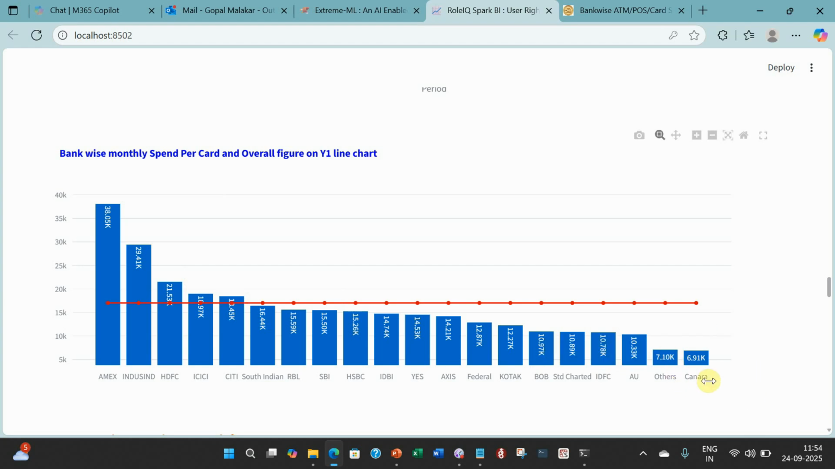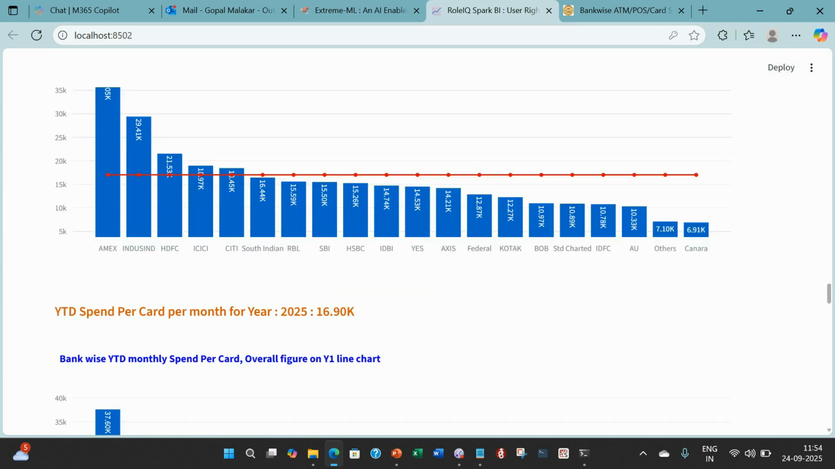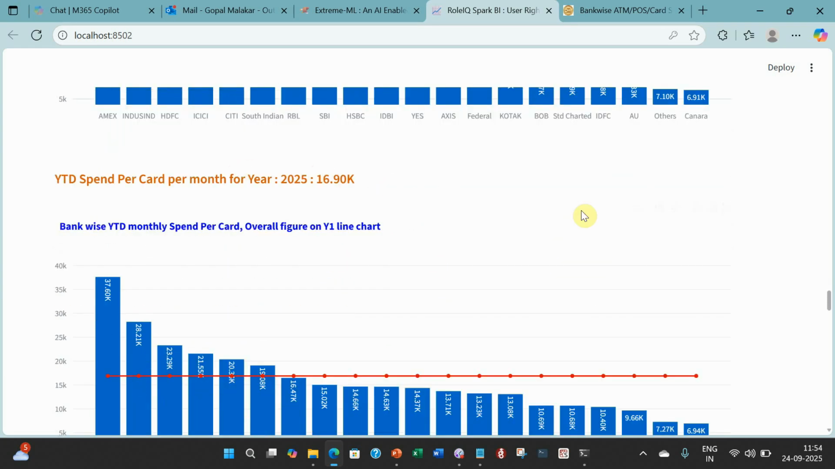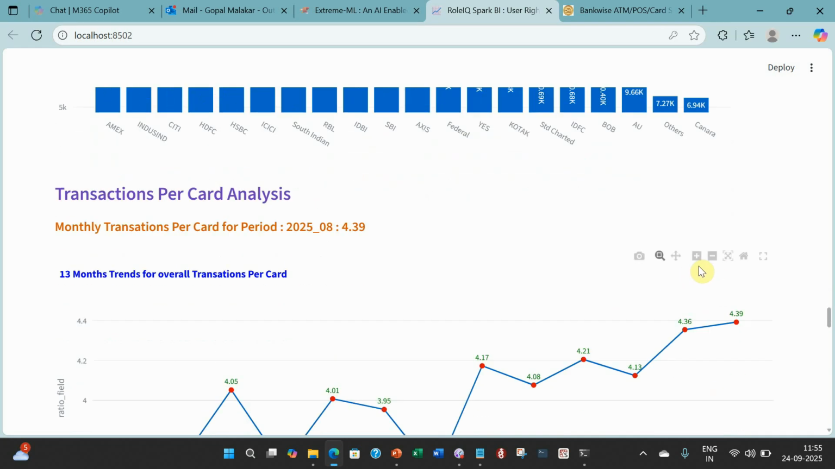Others have very little, and Kotak obviously probably has a lot of inactive cards. That's why they have the least spend per card. Look at the YTD figure again, 16.90, and the trend almost remains the same. Now look at transactions per card.